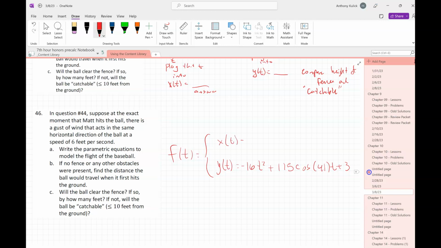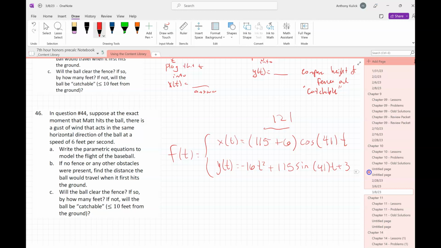But it will change the x. So the initial speed of the ball was 115, but we also have that little wind gust on it. Oops, that's supposed to be a sign down there. And that's the setup. So that just becomes 121. And then it's the same problem or process after.